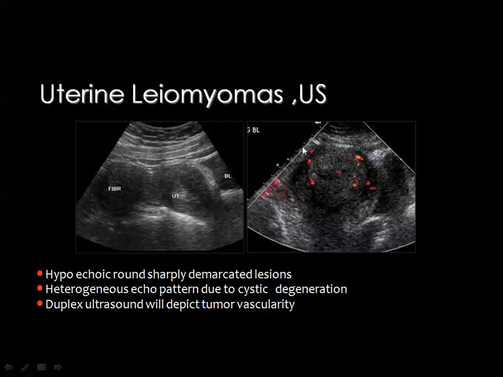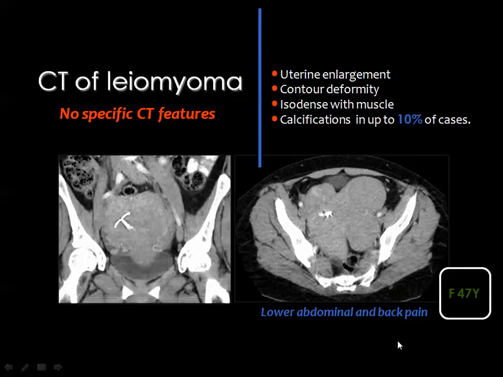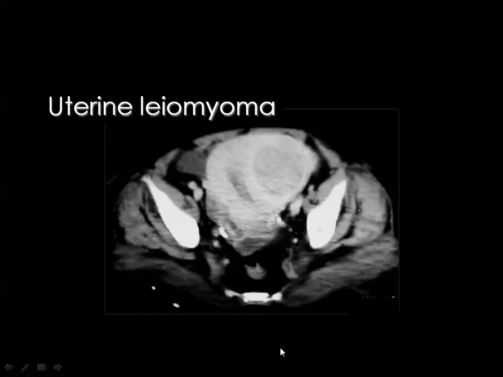And this is the appearance of fibroid by ultrasound. It will appear hypoechoic, and if you use the Doppler facility, you can see some vascularity within the mass. And this is the appearance by CT, and you got a lobulated mass which is of almost similar density to the muscles of the uterus, and this mass may be small, may be large, and usually it contains calcification in up to 10% of the cases.